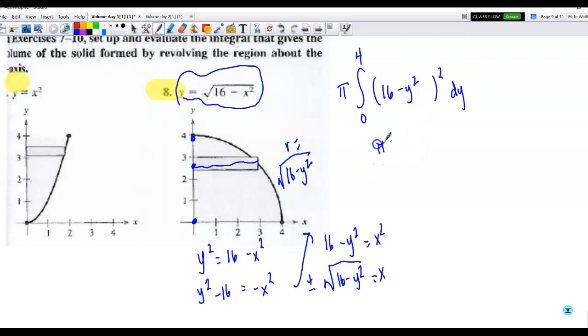Then you're going to square that binomial from 0 to 4, and that'll give you 256 minus 32y squared plus y to the 4th dy. You're going to integrate that and do the evaluation, and for number 8 you should get an answer of, oh, I just see a mistake. I'm glad I caught that. I dropped my square root off of there.